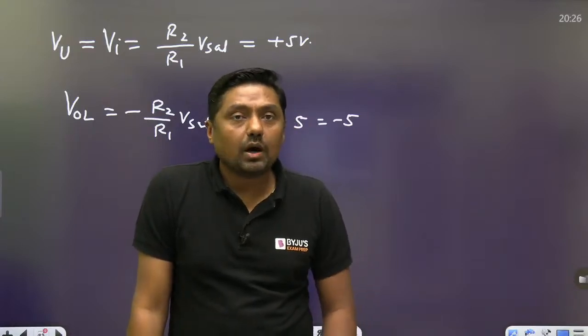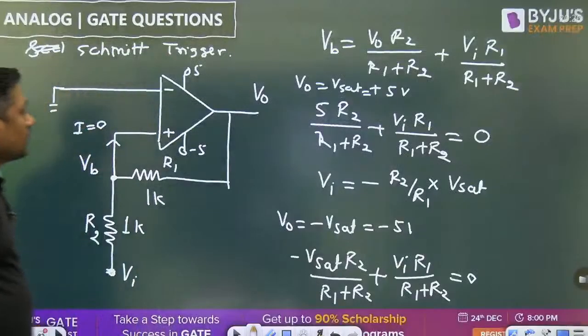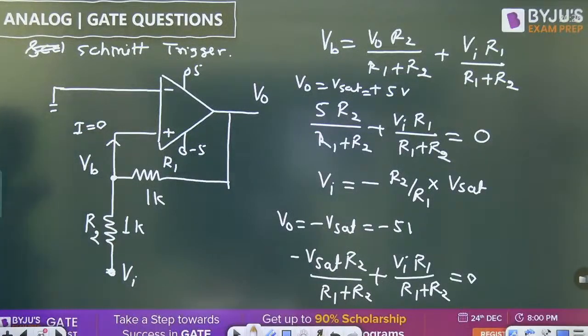Okay. This point is clear? This point is clear, my dear students. Am I correct? So equate it, equate it. You can see clearly there R2 by R1, R2 by R1. Equate it to 0, equate it to 0, you will get this answer.